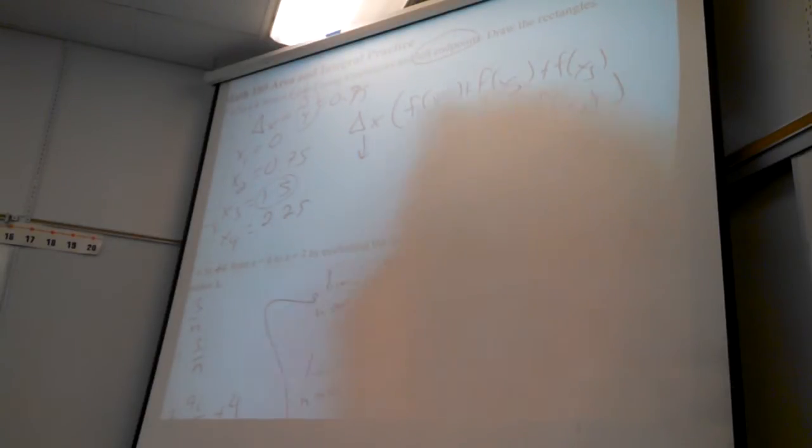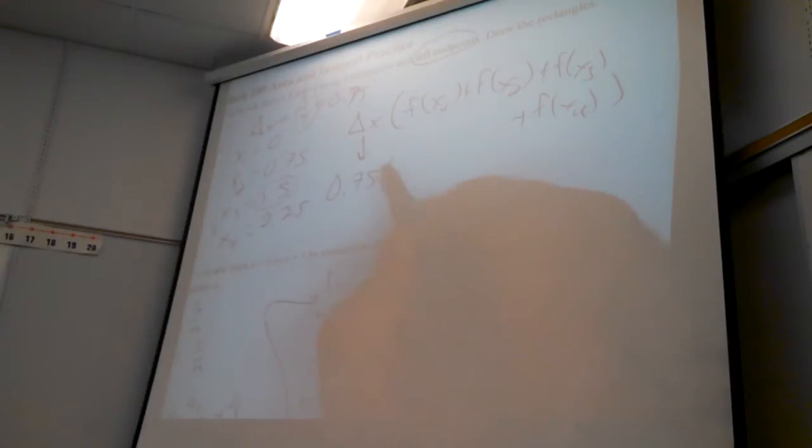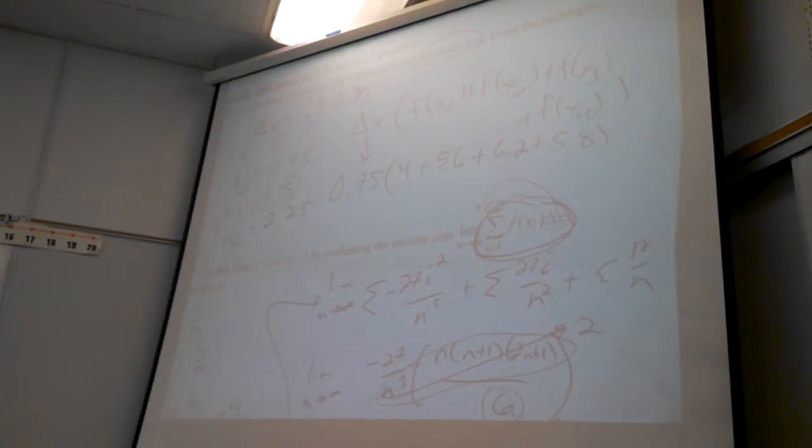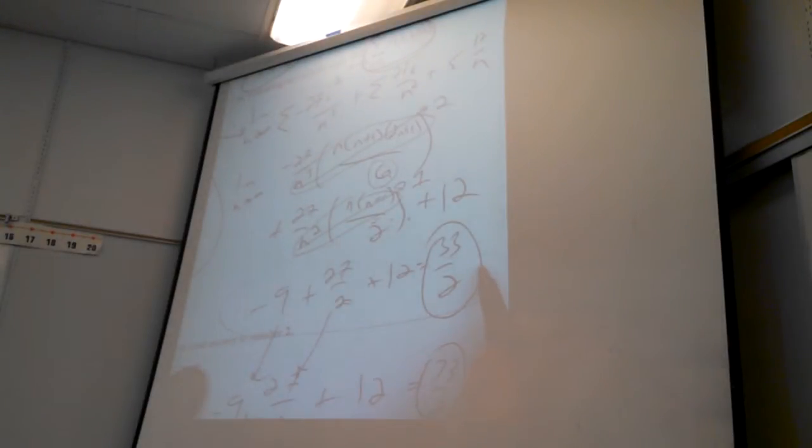So delta x is 0.75, and now I just have to plug those inputs into the function to see all my heights. What do you get? The first height is 4. I got that one. 5.6? 6.2? 5.8? I don't hear any opposition, so it sounds like those are good. All right. And then what do you get when you plug it in the calculator? 16.2. And if I make this into a decimal, that's 16.5.